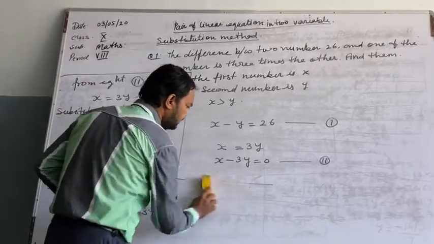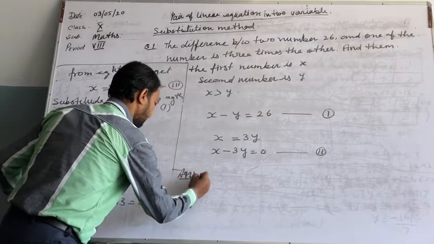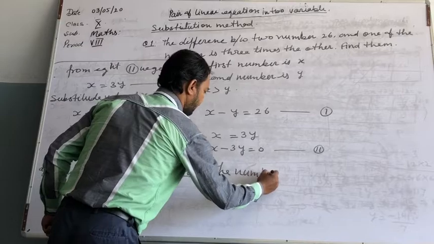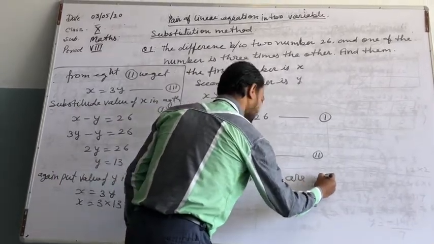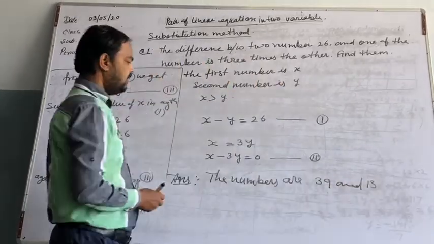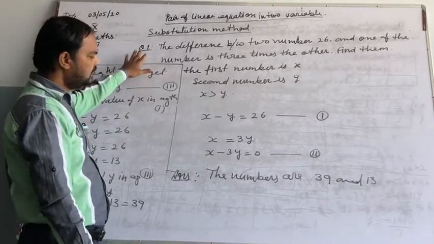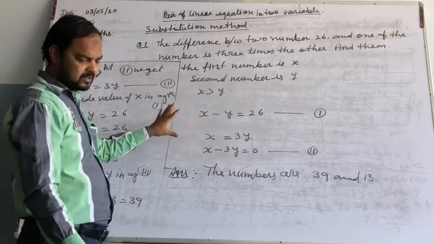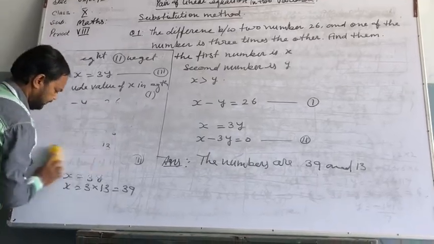So now write the answer. The numbers are 39 and 13. Okay, this is the simple way. Now we will give you some word problems, conditional problems, and you only form the equations. You have to solve them by this substitution method at home.